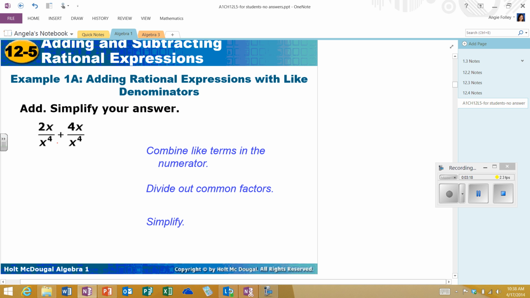Okay, well, let's look. Do I have a common denominator? Yes, they both have a common denominator of x to the 4th, so I just simply add 2x plus 4x over x to the 4th. I can combine the 2x and the 4x and get 6x over x to the 4th. I can cancel out that x with one of these x's, so I'm just left with 6 over x to the 3rd.